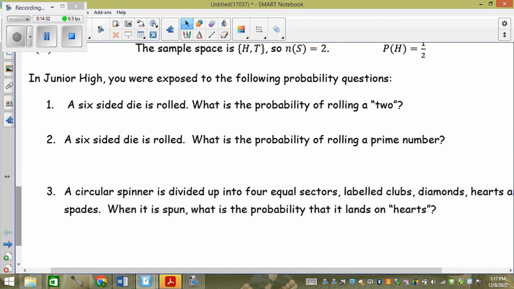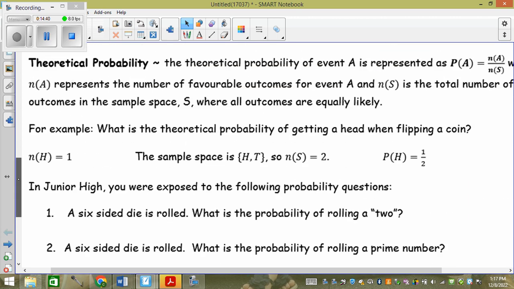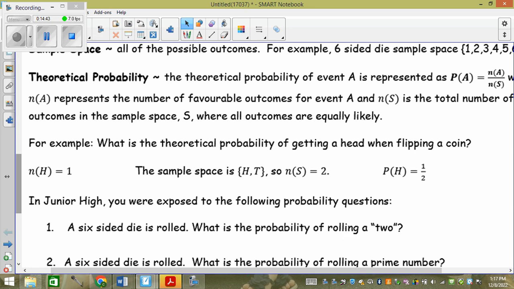A 6-sided die is rolled. What is the probability of a 2? So we're always going to do, up here it shows it. This is the probability of getting a 2, and then this is the number of 2s over the sample space, or the number total. That's what we're going to do.